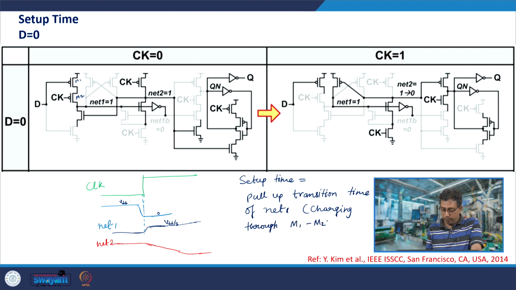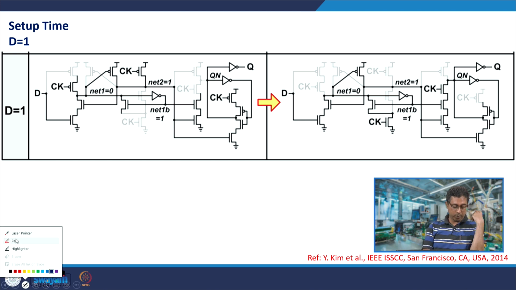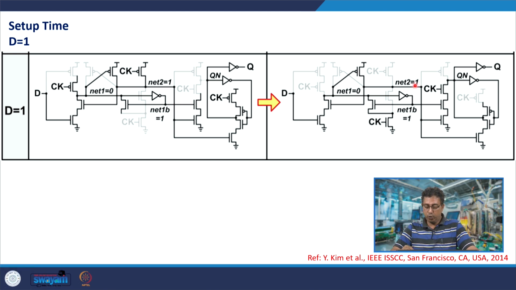M1, M2. Now, let us see what is the setup time when D is equal to 1, that is when D is turning from 0 to VDD. So what happens when clock turns high? When clock turns high, net 2 is at VDD, net 1 is 0 and net 1B is at VDD. So Qn discharges through this to 0. For that, net 2 should be at VDD, which happens due to the precharge anyway, and net 1B should be at VDD, net 1 should be discharged. So the critical thing is that net 1 should be sufficiently discharged. In that case, this functionality will happen.